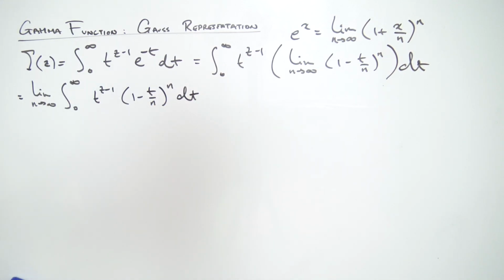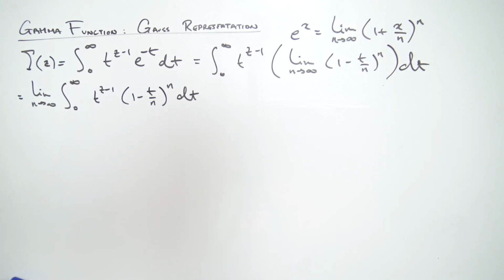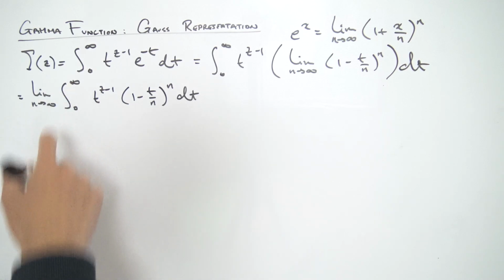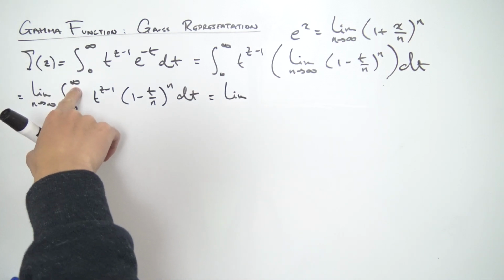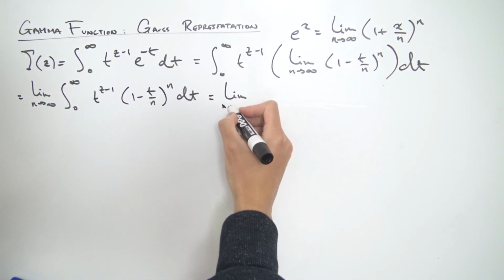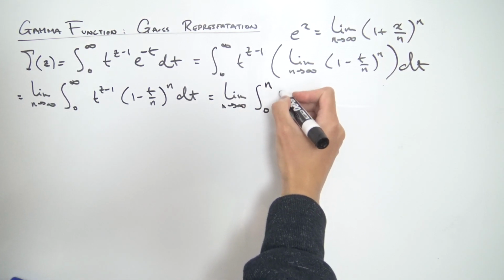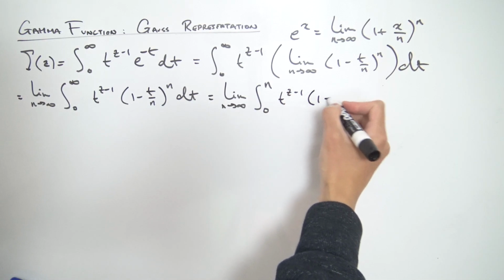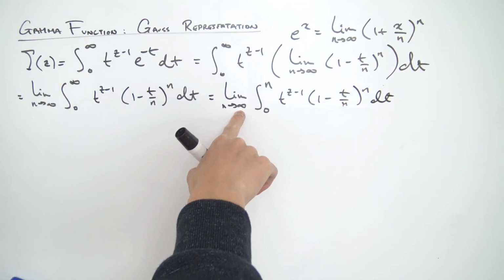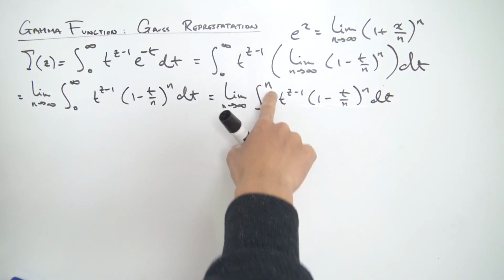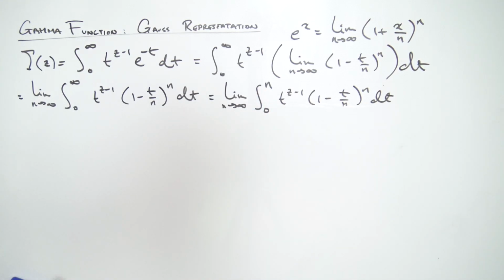Now I want you to notice one small detail. Since n is approaching infinity, it wouldn't hurt if we replace this infinity with just an n, because in the end, this n is going to turn into infinity anyway. So this is the same as the limit as n approaches infinity of the integral from 0 to n of t to the z minus 1 times (1 minus t over n) to the nth power dt. As n grows bigger and bigger, we're just going to end up with the integral from 0 to infinity.